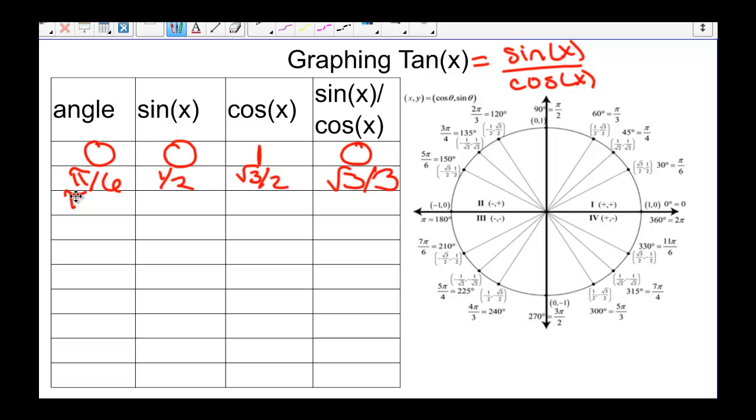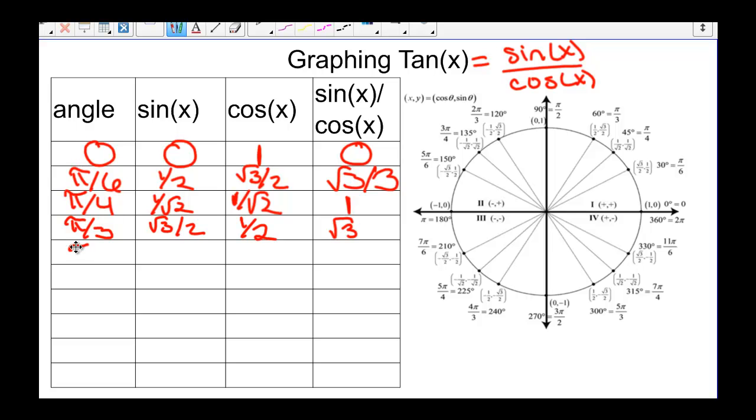At pi over 4, sine of x is 1 over square root of 2, and cosine of x is 1 over square root of 2. So sine divided by cosine is 1. At pi over 3, we have sine of x is square root of 3 over 2, and cosine of x is 1/2. So sine divided by cosine is square root of 3.